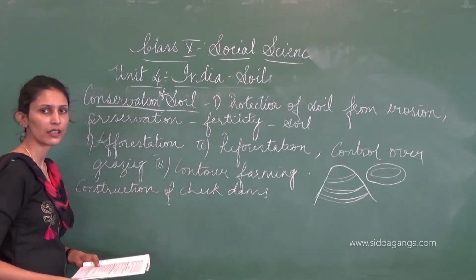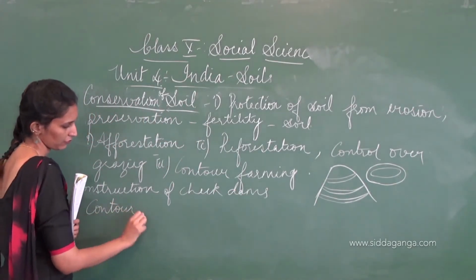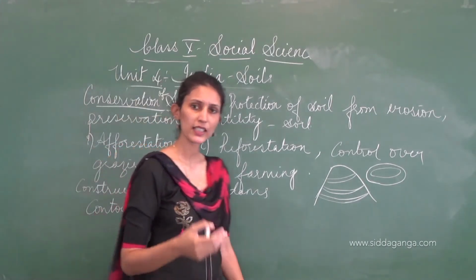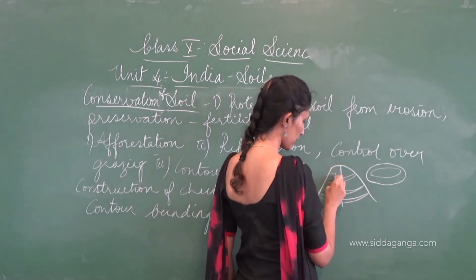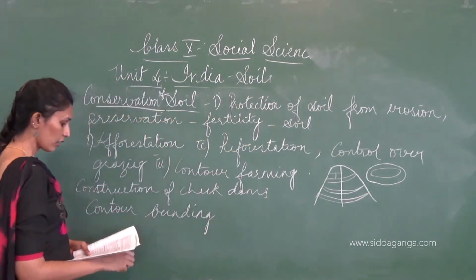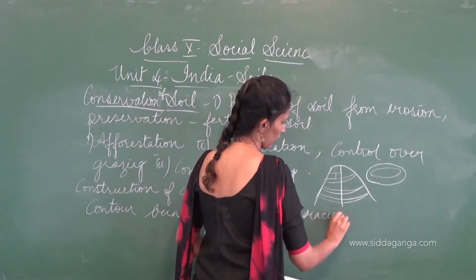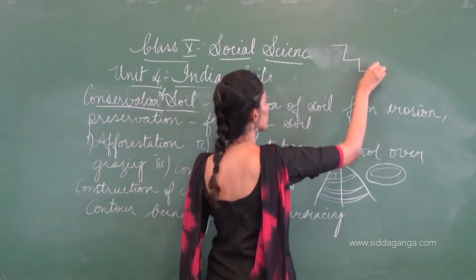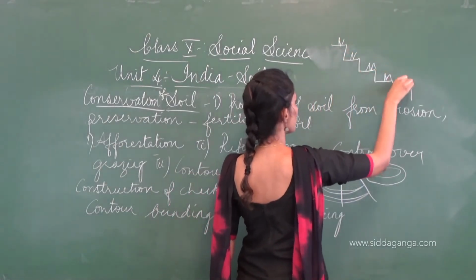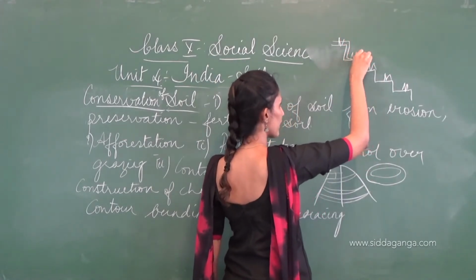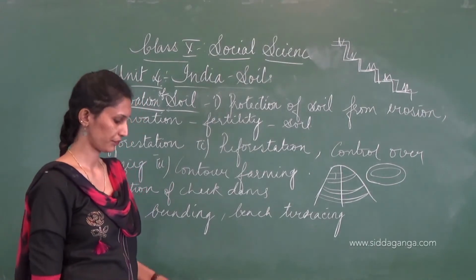Contour bunding is similar to contour farming, where you divide the land into pieces and grow your crops. Then bench terracing. Bench terracing is terrace farming, where you grow your crops in this position. So even if there is water flowing here, it will take in some, and then the remaining water will go down, and then the remaining, and it goes on. That's how you stop soil erosion.